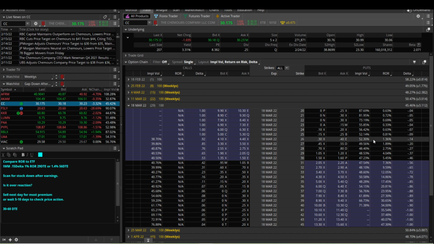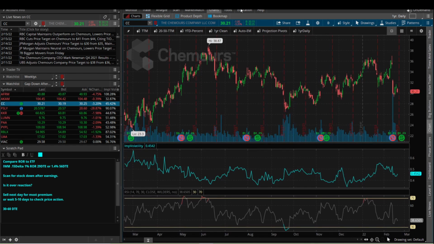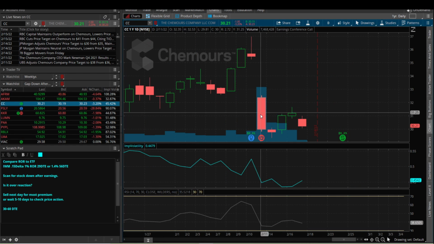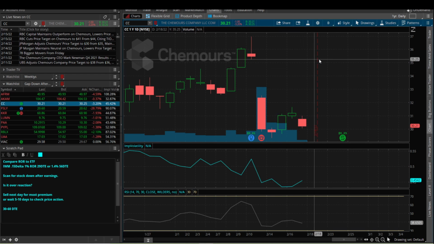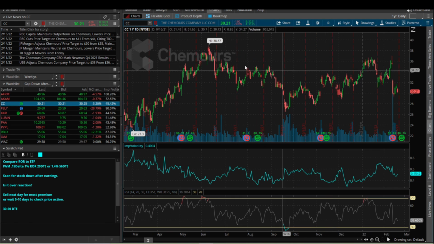So this one here looks okay. You know, the 14 delta, we're at 1.3%, so we are better than IWM. If we want to look at the chart here, we can see it actually dropped and then kind of came up. It's dropped again. So this may have some support in this area. It's kind of hard to tell.